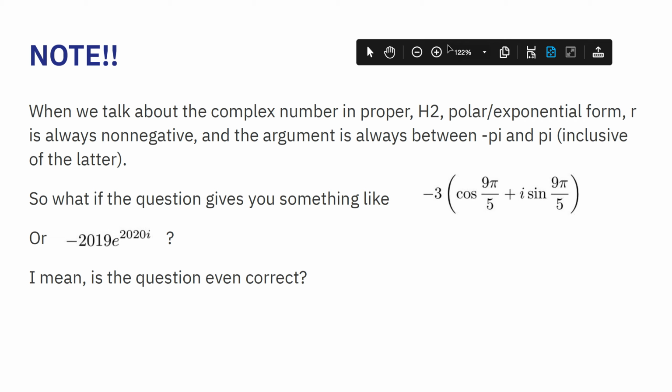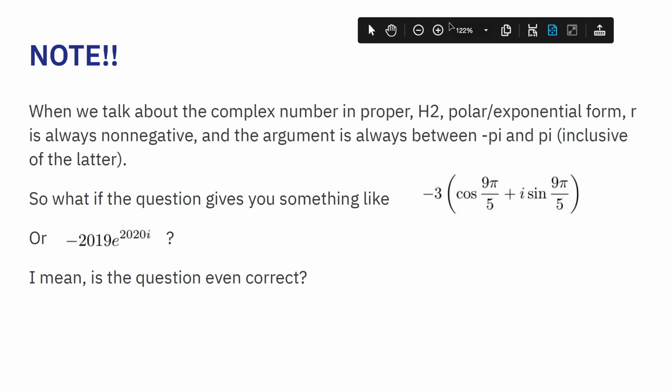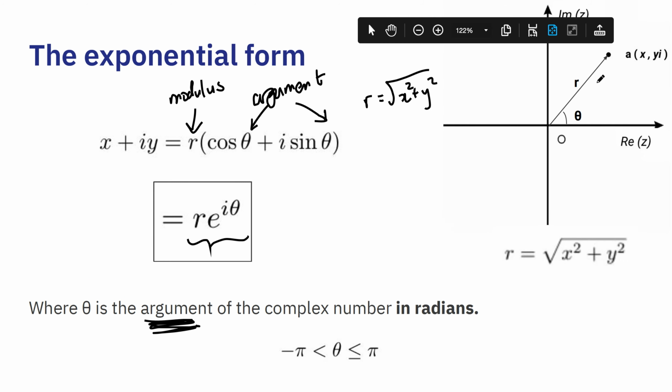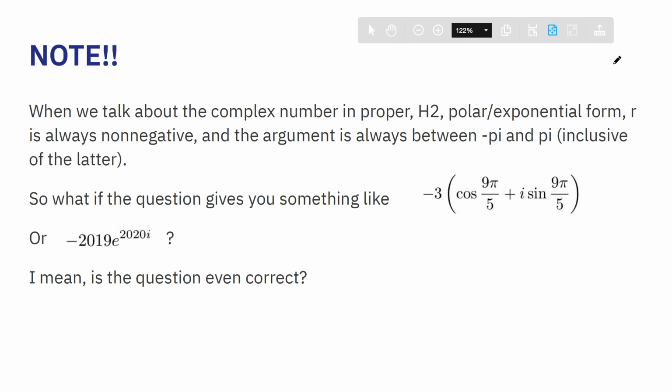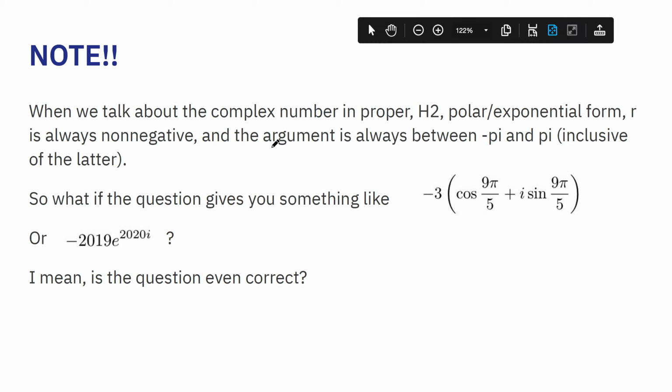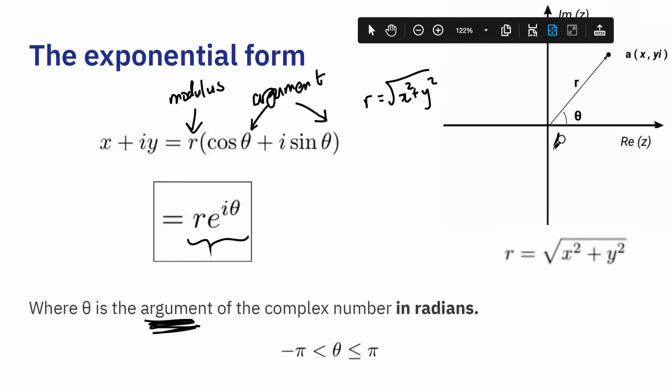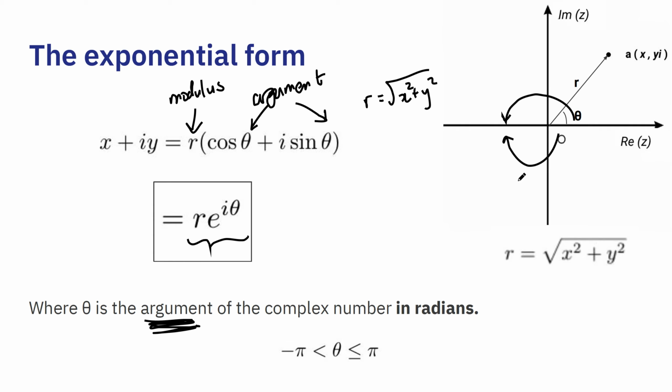So when we talk about complex numbers in the proper way, r is always non-negative. Okay, so r is non-negative because we are looking at the modulus, which is a square root, because we're taking x squared plus y squared square rooted to find the length or the magnitude of this vector. So how can it be negative? So by right, r is always non-negative, and the argument is always between minus pi and pi. Minus pi would just be rotating this way, and pi would just be rotating this way. And from minus pi to pi, we basically cover all the possible angles that a complex number vector can take.